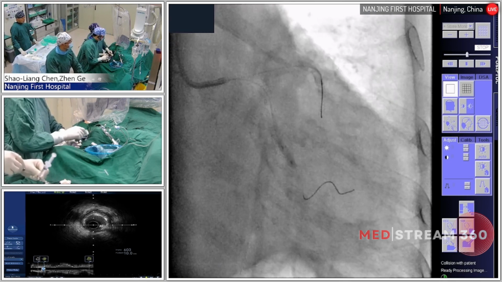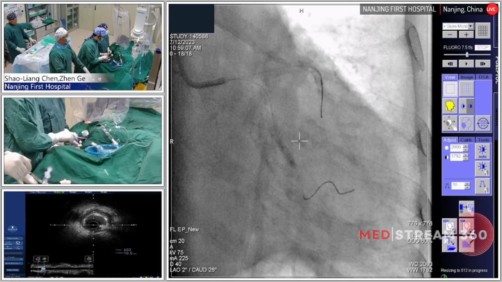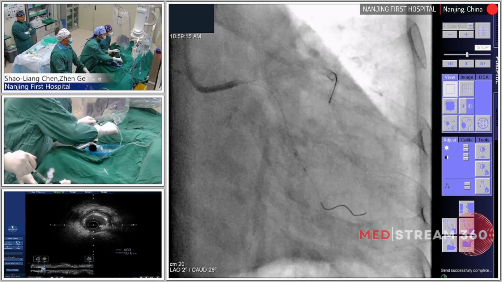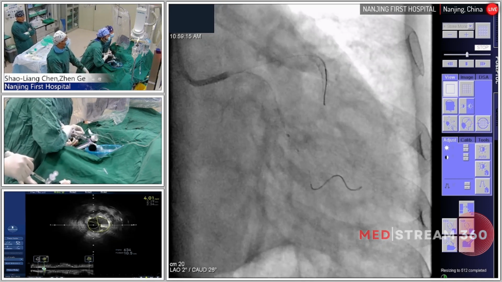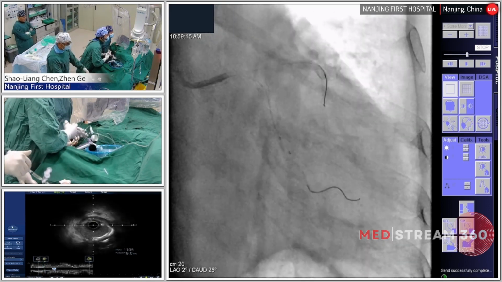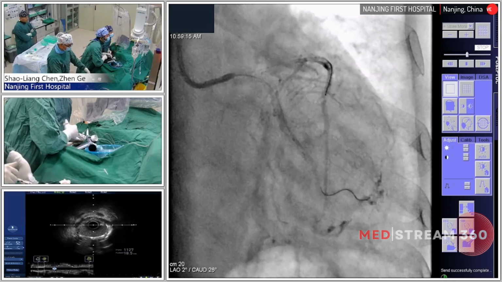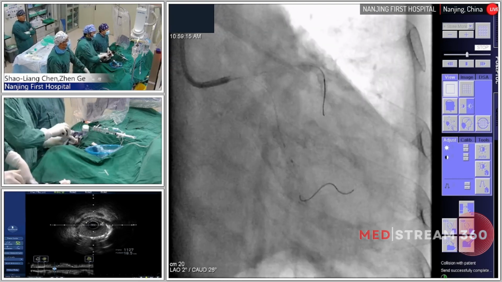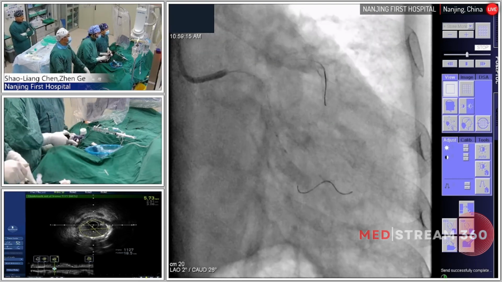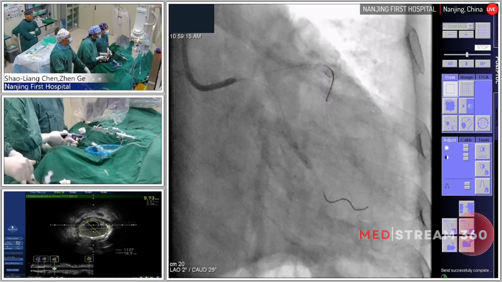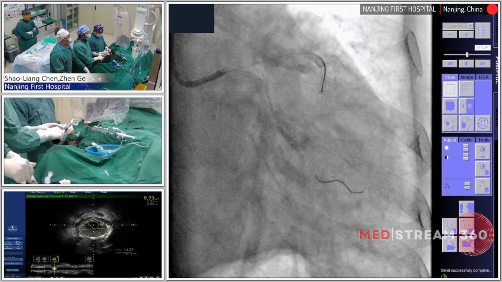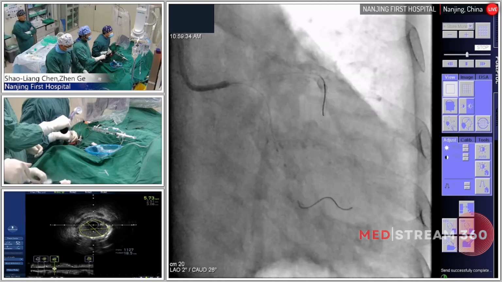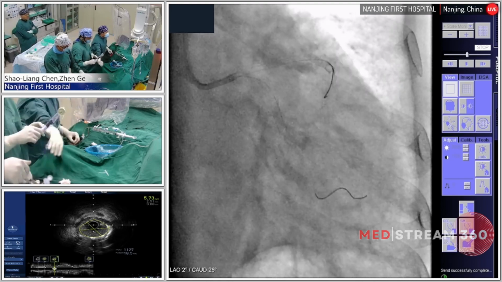Good. Very good. So after post-dilation, we need to have IVUS imaging again. Test. Okay. Start. Two minutes left. Okay, I'm ready.